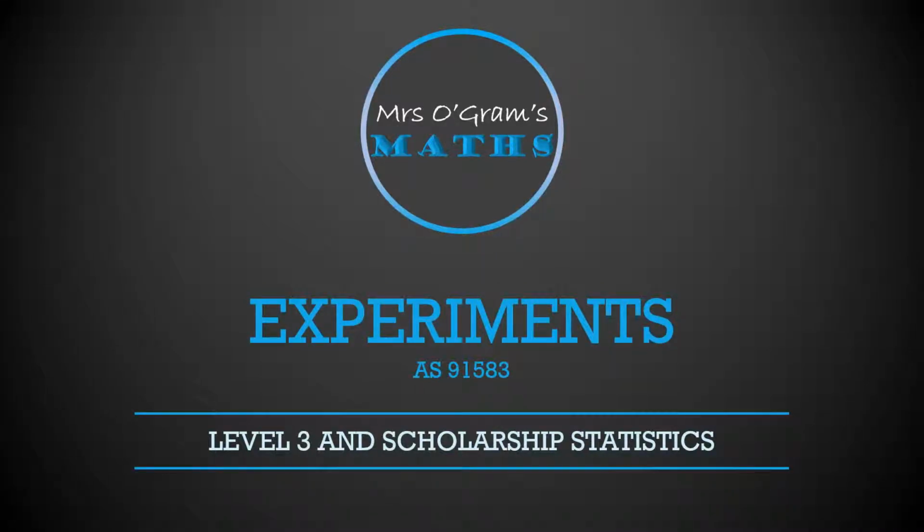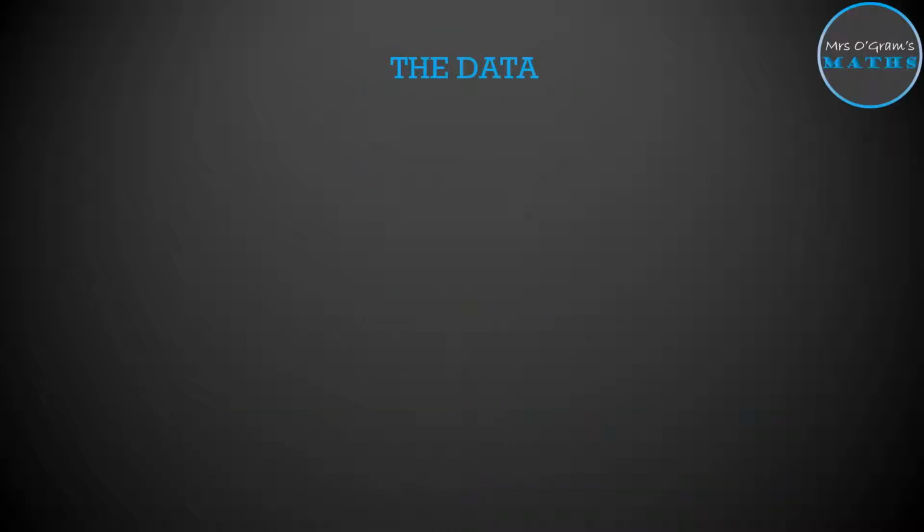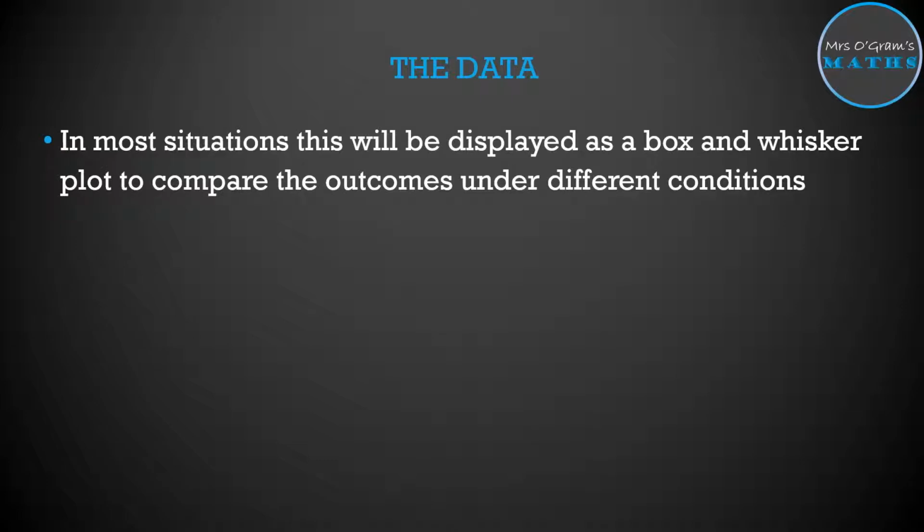This is the second video looking at Level 3 experiments, or Achievement Standard 91583, for Level 3 and Scholarship Statistics students. So now we've talked about experiment design and setup, we're going to look at what to do with the data. In most situations you're going to be given this as a box and whisker plot, or you need to create that box and whisker plot if you're running your own project.